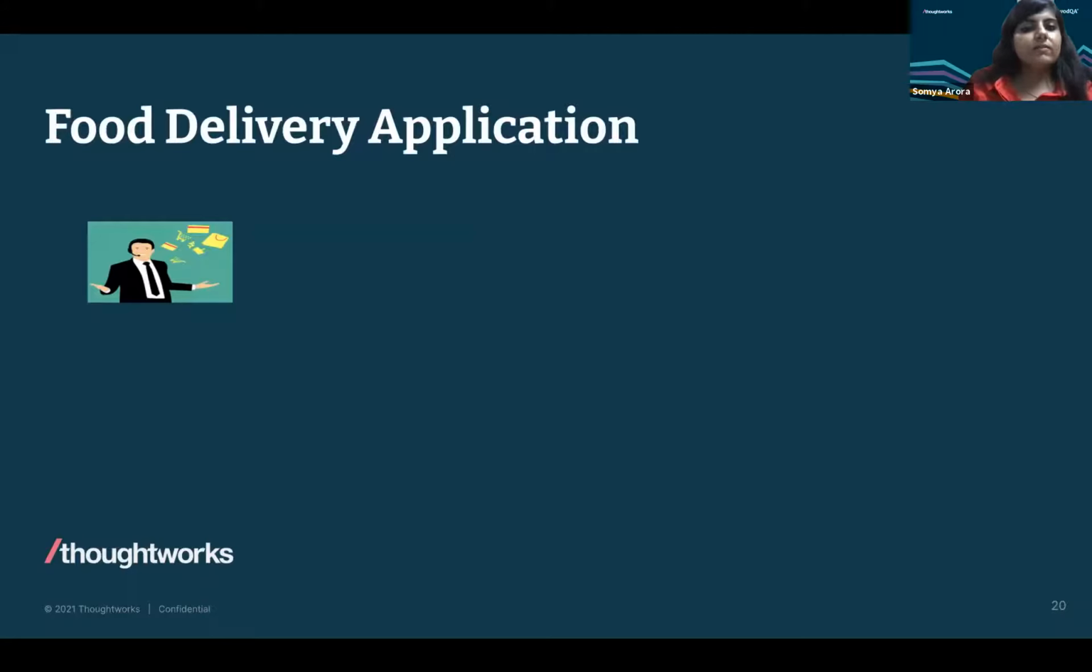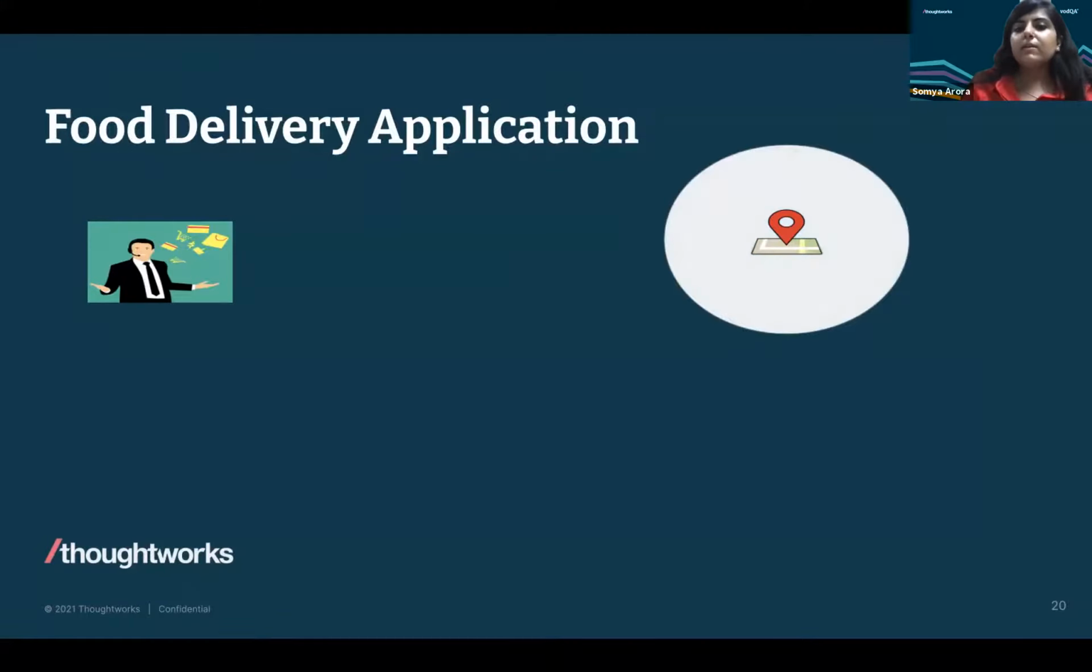So this is a food delivery application. Suppose this person is yourself, and you are ordering food from some location. The location of you, or the food delivery point, will be represented by point data. Now the path between you and the food delivery outlet will be represented by path data.